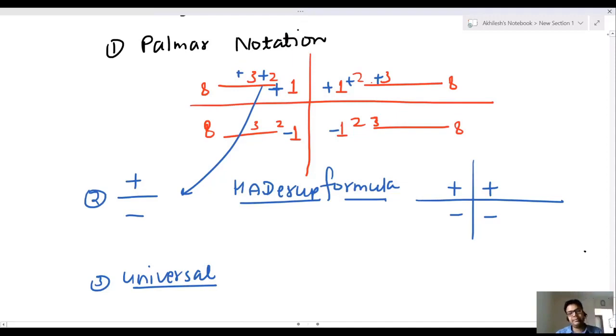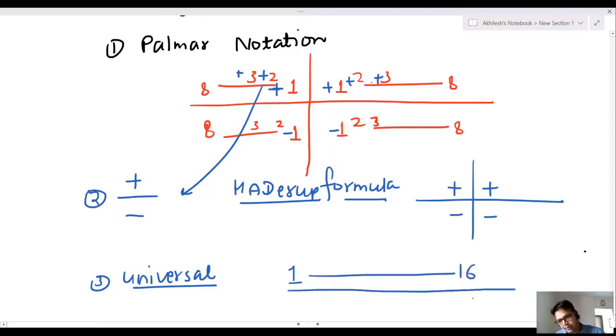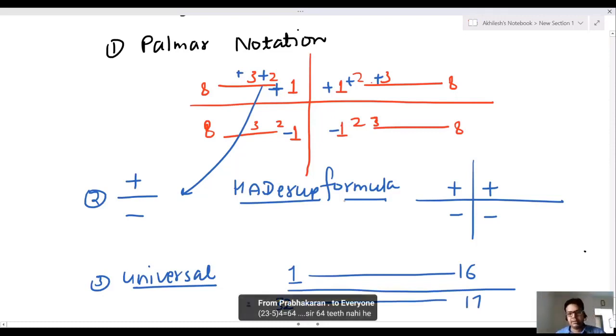Okay, simple. In the universal formula, we are not dividing into 4 quadrants: 1 to 16 and 17 to 32. If we write down in this manner, this is the universal formula.